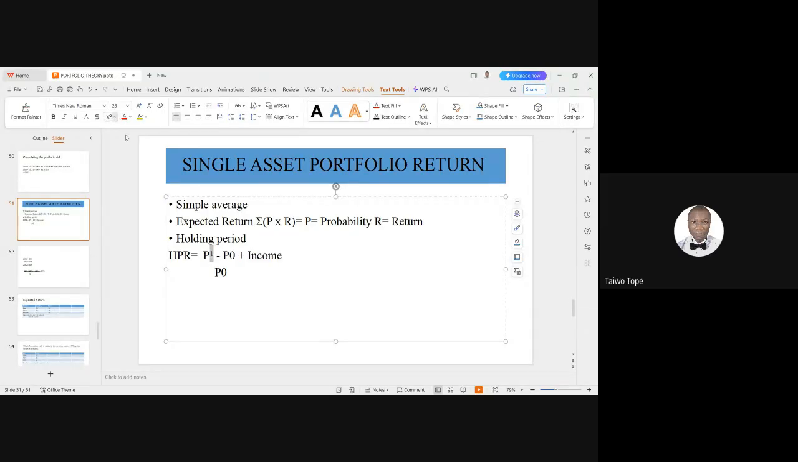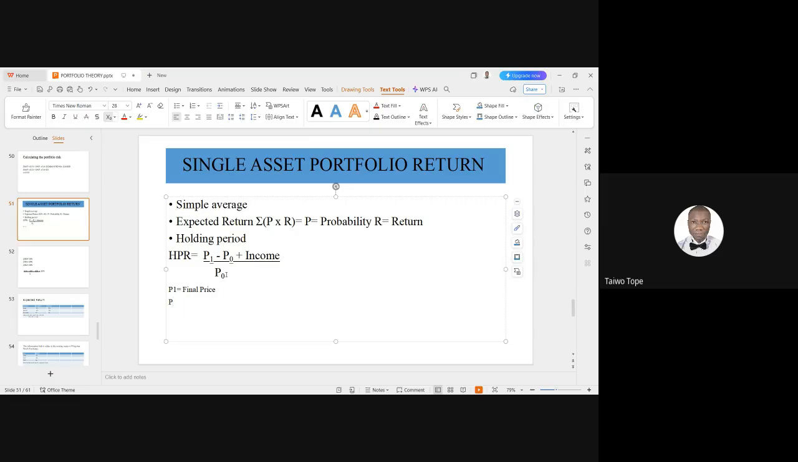What is P1? I'll define it now. This is a form of percentage change. So when we talk about P1, P1 is the initial price, the price as at the beginning. Rather, sorry about that, P1 can rather be the final price. That is the current price.